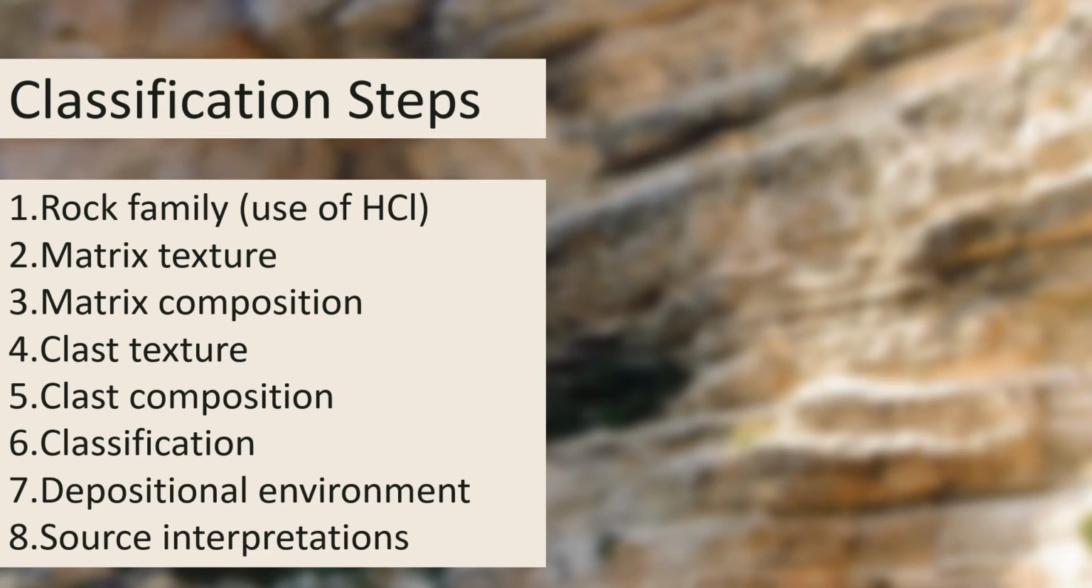The second and third steps are related to the nature of the matrix that links all the grains. Specifically, the second step regards the identification of the matrix texture, while the third is the identification of the matrix composition. The fourth and fifth steps are respectively related to texture and composition of the grains. The sixth step is the final identification of the rock, and the seventh and eighth steps are the final considerations that can be done knowing the rock name and its textural and compositional features.